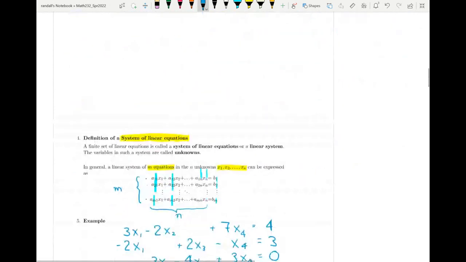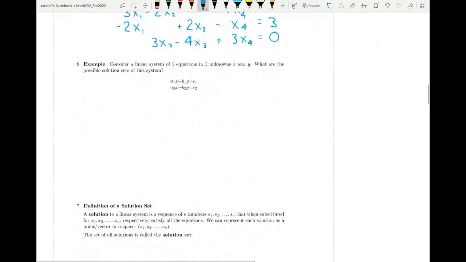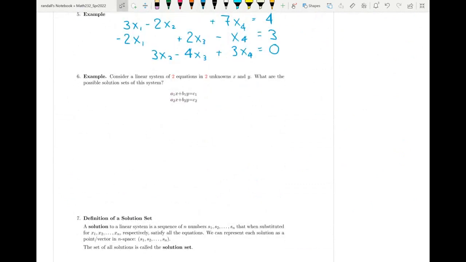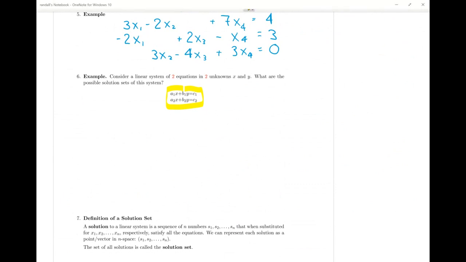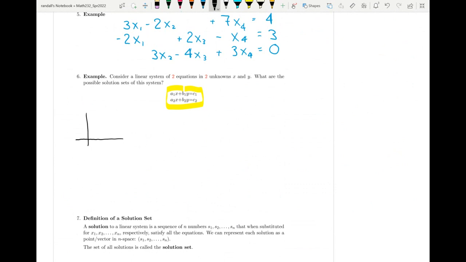So now we're looking at a system of equations in 2 variables. So 2 equations in 2 variables. Let's call the variables x and y. There it is right there, the two equations. Now the coefficients are not specified, so we don't know what exactly these lines are, but I can draw possibilities. So let me draw one example here. I'll draw my x and y axes.